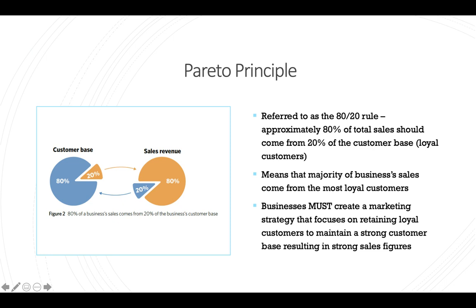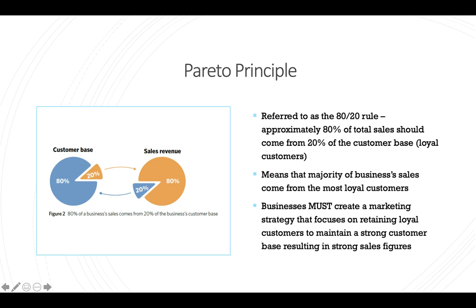All right, so the Pareto principle. This is a really important one, and it is super relevant to pretty much every single business. The Pareto principle is the 80-20 rule. Approximately 80% of sales is going to come from 20% of customers, meaning those 20% of customers are regularly buying from the business, making up the bulk of their total sales. So businesses need to create a marketing strategy that focuses on retaining loyal customers to maintain a strong customer base, resulting in strong sales figures, which then allows that Pareto principle to be attained.